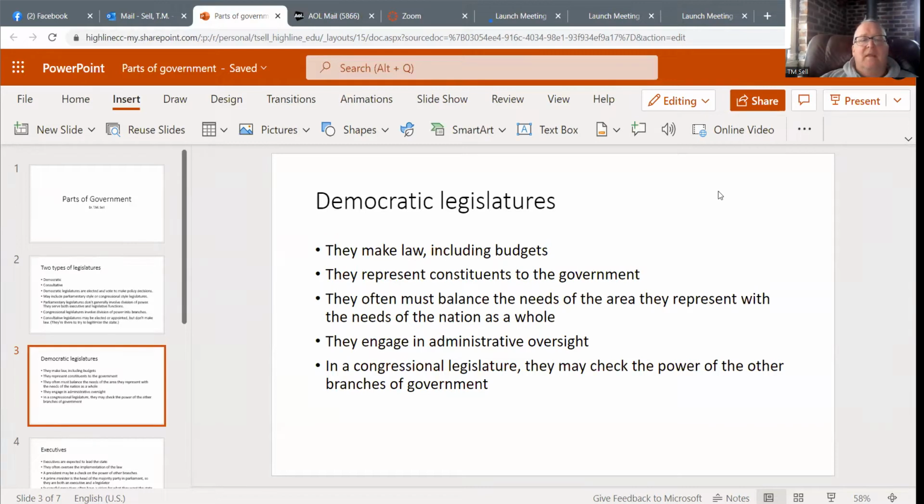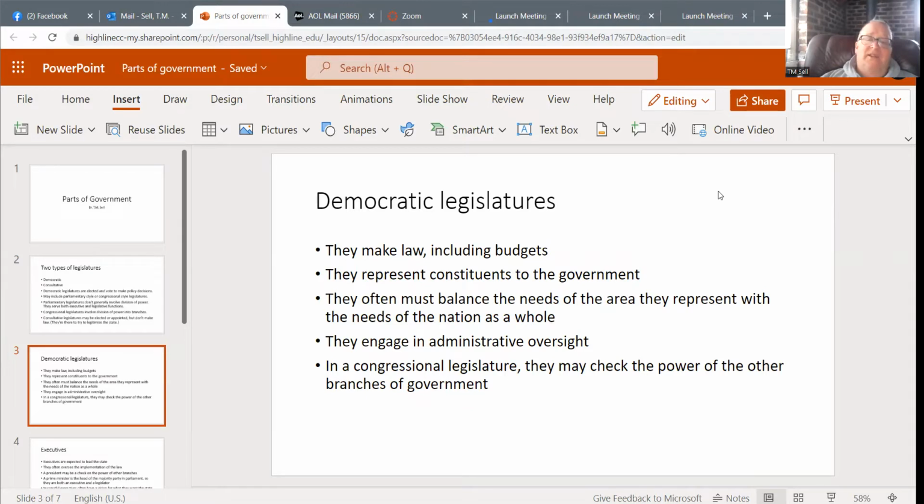So they represent constituents to the government, right? So you have a legislator of some kind, you can go to that person or their office, as it were, and say, I need help with this. And people express their concerns to legislators, and perhaps that will result in law. Perhaps something will come of this. So that's a big job, right? So they connect citizens to the government.